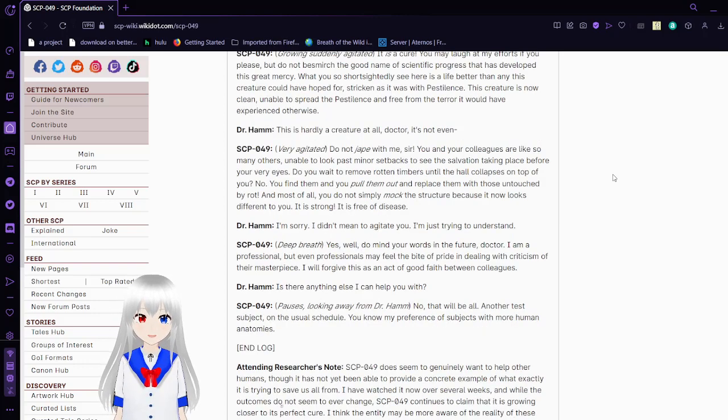Do not jape with me, sir. You and your colleagues are, like so many others, unable to look past minor setbacks to see the salvation taking place before your very eyes. Do you wait to remove rotten timbers until the hall collapses on top of you? No, you find them, you pull them out, you replace them with the most untouched by rot. And most of all, you do not mock the structure because it now looks different to you. It is strong, it is free of disease.